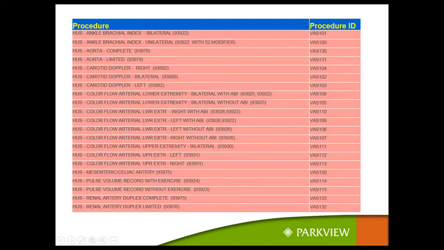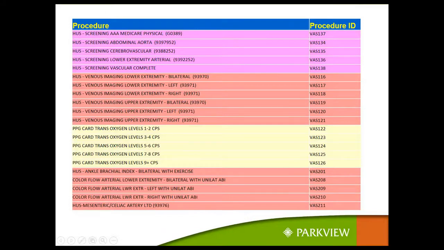One thing I want to say is, and it's kind of hard to see, but let me come over here. There's some that say left without ABI, right without ABI. There's up there a bilateral without ABI. Try to avoid those, please. Because if you order it without an ABI and the doctor doesn't specifically state that, then we have to go in and correct that order. So it would be very rare that anybody would ever need to put in an order without an ABI. That's just the second page of that.